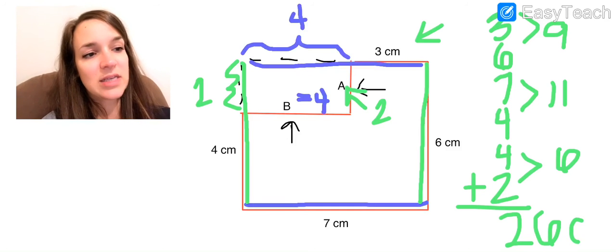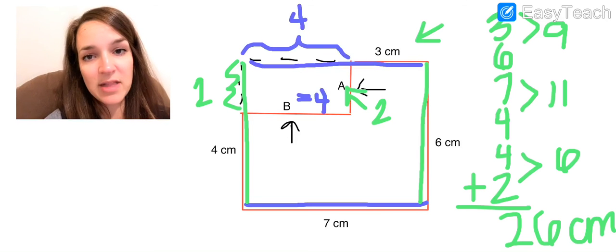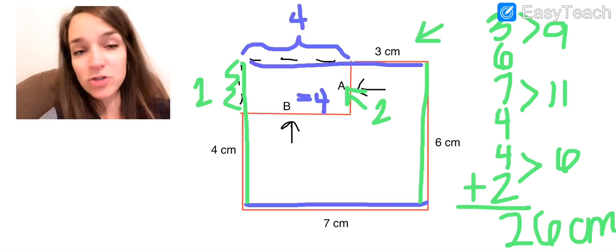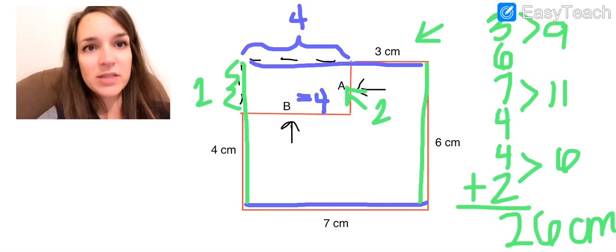So 26 centimeters. Remember, you don't square perimeter. I've seen that happen some. So you do not have to square your units on perimeter. It's just going to be centimeters, okay? Awesome. Let's look at one more example like that.